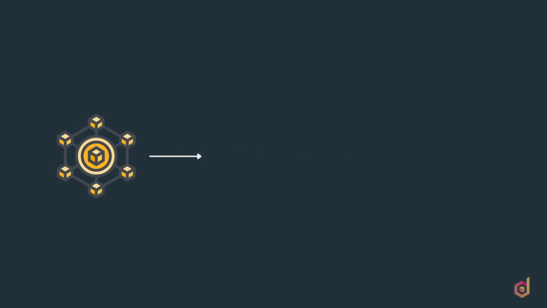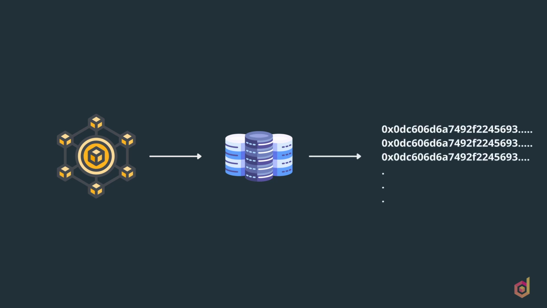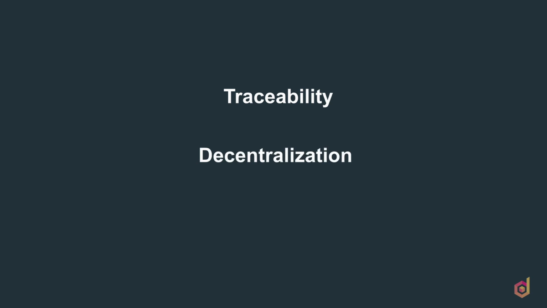The blockchain is nothing but the database which stores the data in the form of transactions. The properties like traceability, decentralization, and immutability are what make the blockchain unique and place it above all the other traditional databases available out there. Now let's discuss these properties one by one. The very first is decentralization.